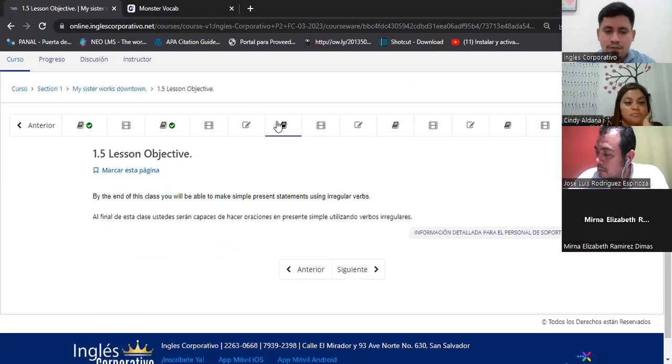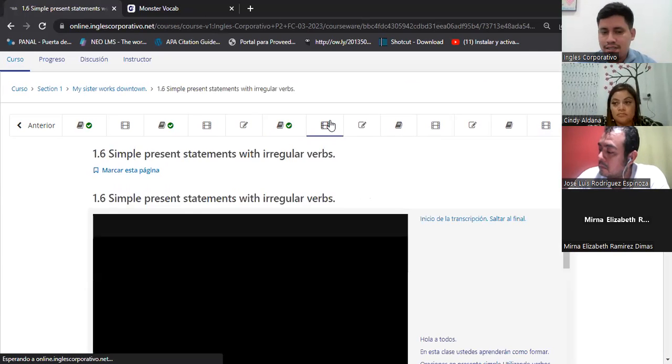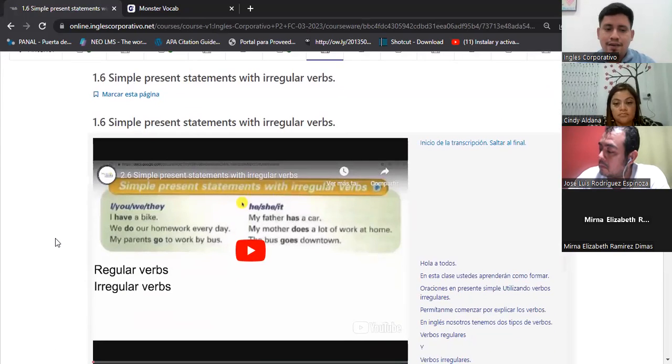After that, we move on to the next lesson objective. We have been discussing this too. By the end of this class, you will be able to make simple present statements using irregular verbs. We have been discussing what the irregular verbs are. In this case, they change form in English when we use them for the third person. So use have, becoming has.